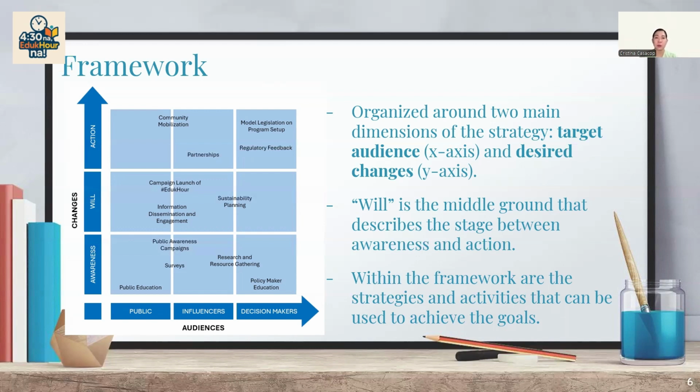And within this framework are the types of tactics and activities that can be used to achieve the goals and are organized as to where they fall on each dimension. For example, the type of audience who are likely to be reached, and how fast might they move from awareness to will and then to action. Looking at the lower left corner of the framework, the focus is to raise public awareness, and the tactic includes public awareness campaigns and surveys.